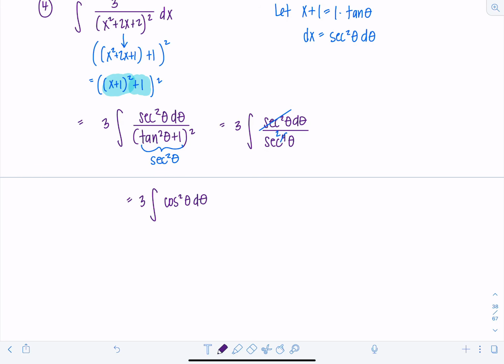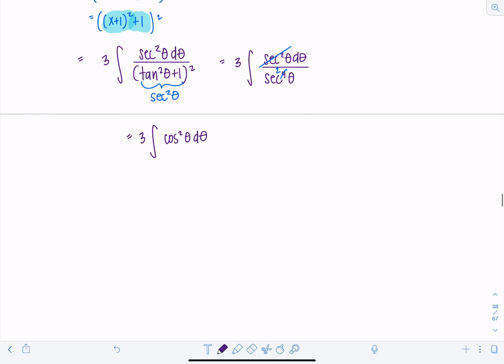All right. Now let's think. How do we antidifferentiate cosine squared theta? Oh, that's right. We use the half angle identity. So I'm going to have 1/2. Let's take the 1/2 outside. So we've got 3/2 integral 1 plus cosine 2 theta d theta.